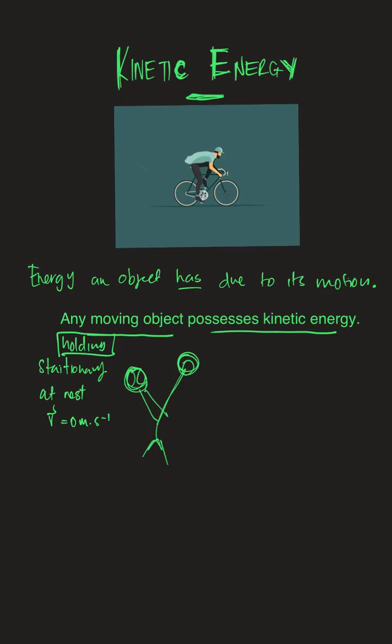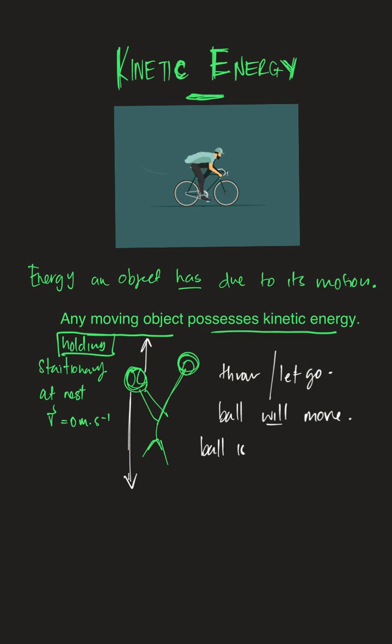Now, if I'm holding it, it has potential. So I can either drop it and it falls down, or I can throw it up. If I do either one of these, whether I throw or I let go, the ball will move. And when the ball is in motion, it means that the value for the velocity cannot be 0. So the velocity must be greater than 0 meters per second.